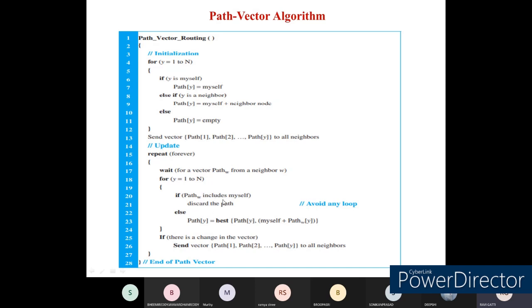So apart from that, once the node receives all the neighboring path vectors, it will update it. If there is any change in the path, then that modified path vector will be transmitted to the corresponding neighboring node. The neighboring node will update upon reception of the updated path vector. So this is how the path vector algorithm works in the routing principle of the link state routing algorithm, or also we call it a unicast routing algorithm.